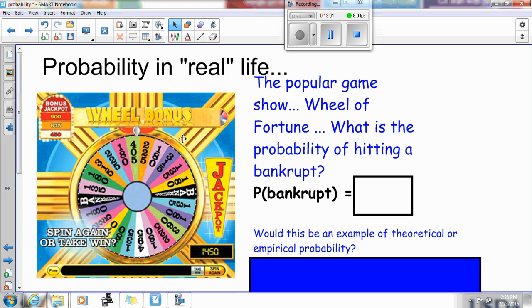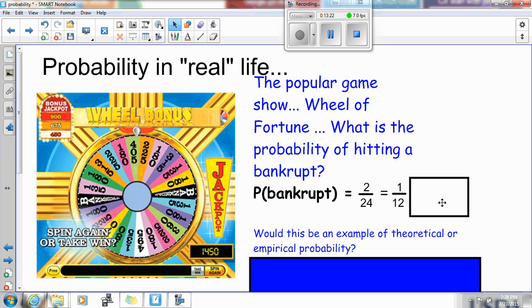24. So what's the probability that it will land on bankrupt? See how we write P of bankrupt? Well, since there are 2 favorable events, 2 possible times it can land on bankruptcy, and 24 total, then we say the probability is 2 over 24 or 1 over 12. And again, with probabilities, you do not have to reduce your fraction like you do on other types of problems.